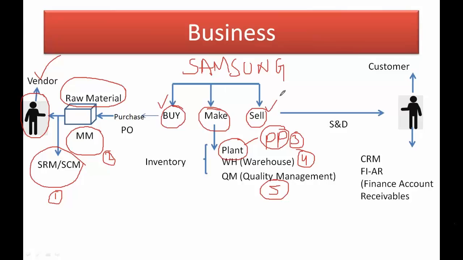So these many products I'm purchasing are only till making. After making, what do I need to do? I need to start selling my product. Selling to whom? Selling to customers. Then that is called sales and distribution. I need one more module.